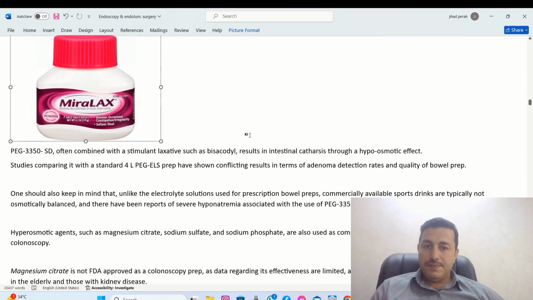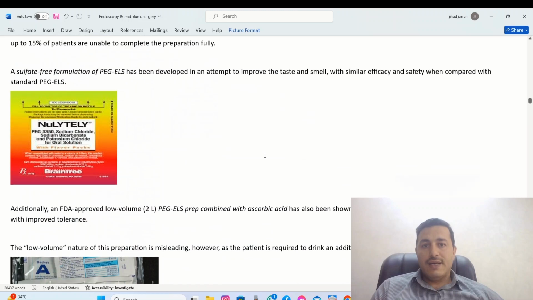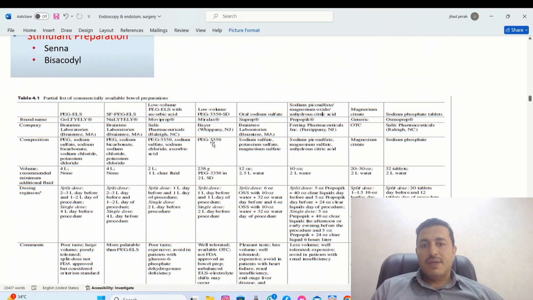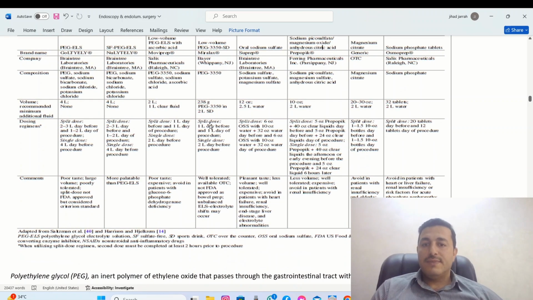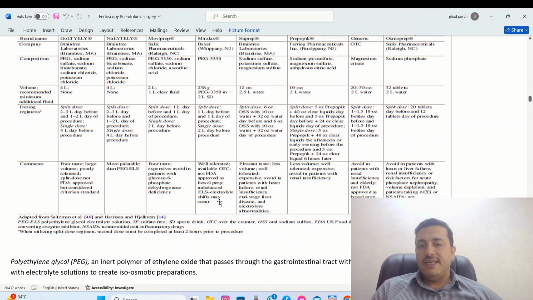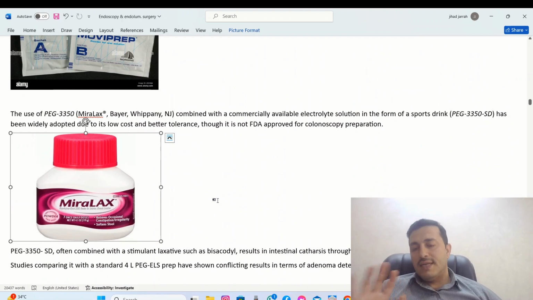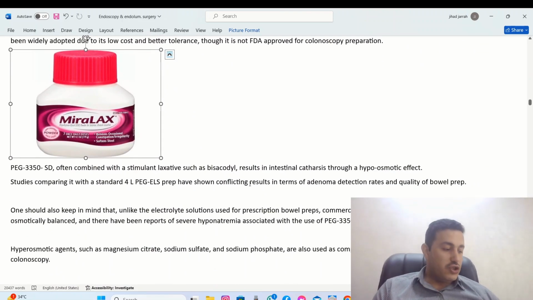And so what else can we talk about? If we want to talk about the polyethylene glycol plus sports drink, here it is. It is polyethylene glycol plus sports drink, 2 liter, split dosage, the same, well tolerated, not FDA approved. This is the sports drink. Till now we are talking about the isoosmolar agents. What else do we have? We move to the hyperosmolar agents.